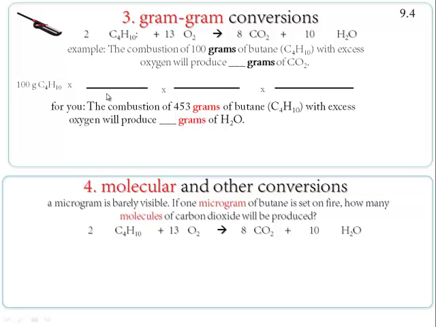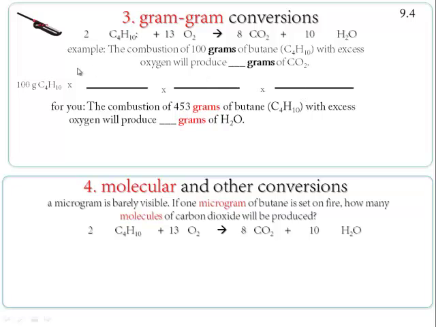I'm going to go from grams of butane to moles of butane so that grams of butane cancels. And then we need to go from moles of butane to moles of carbon dioxide because it's not a 1-to-1 ratio, it's a 2 to 8, which is a 1-to-4 ratio. And then we don't need the moles of carbon dioxide, we need the grams of carbon dioxide, so we'll convert from moles of carbon dioxide to grams of carbon dioxide.